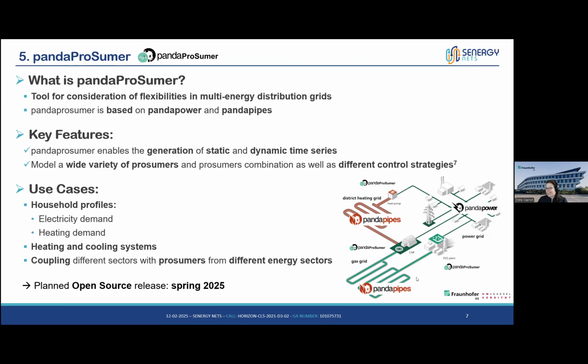And yes, the use case, as you can also see on the picture on the right side of the slide: it can be used for household profile modeling and simulation, so for the electricity demand and heating demand, and for the heating and cooling system modeling, and also for coupling of different sectors with prosumers from different energy sectors. I think this topic of multi-energy grids and multi-energy sectors is also quite recurrent. So our three tools actually allow to tackle this.